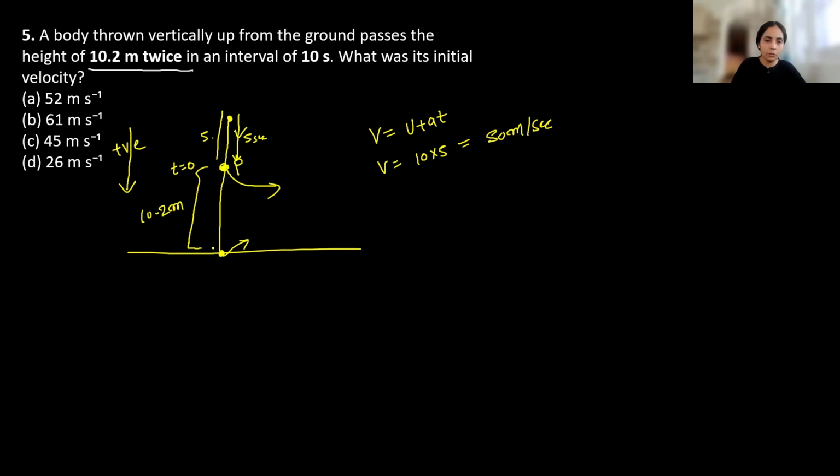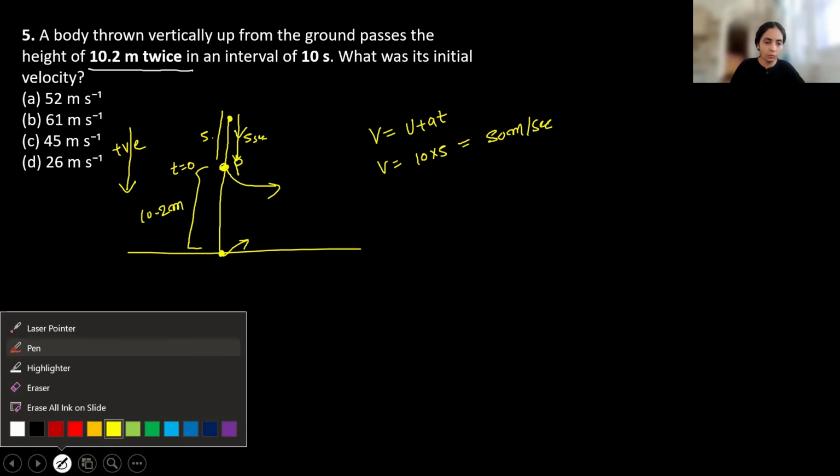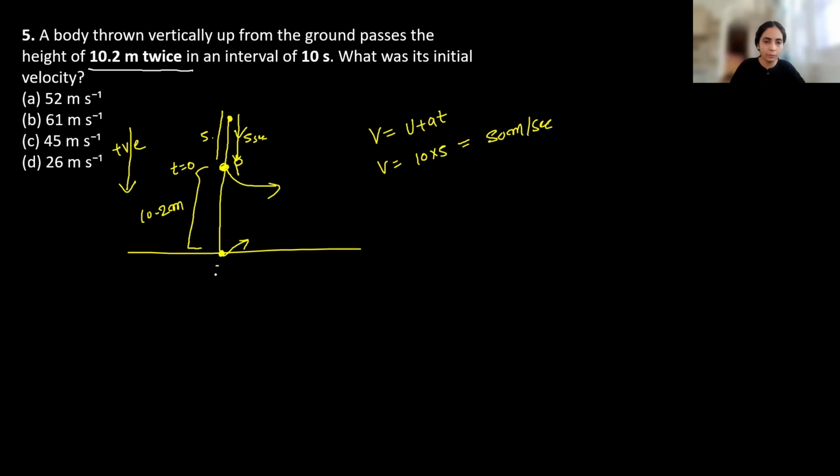Now let us use again equation of motion for 2 points, that is from point O to P. Okay, so let us take O as the initial point, P as the final point for this interval while it is going up. Okay, so for this one, if you use V square is equal to U square plus 2aS. So I've taken downward as positive. Let us stick with this one.